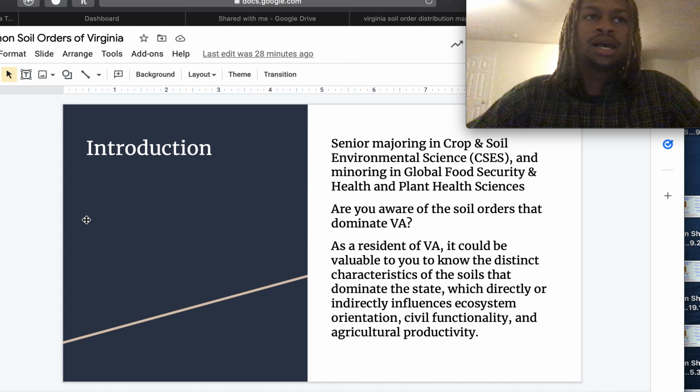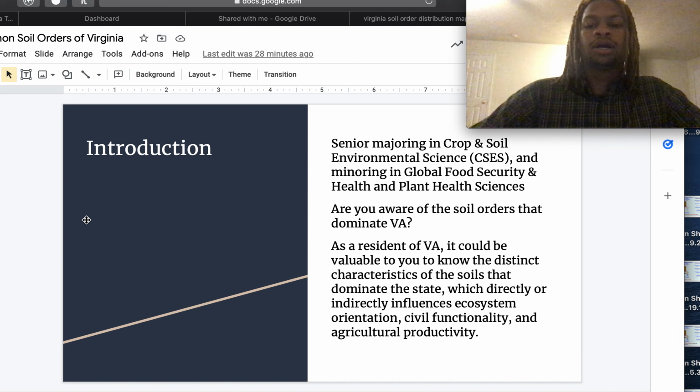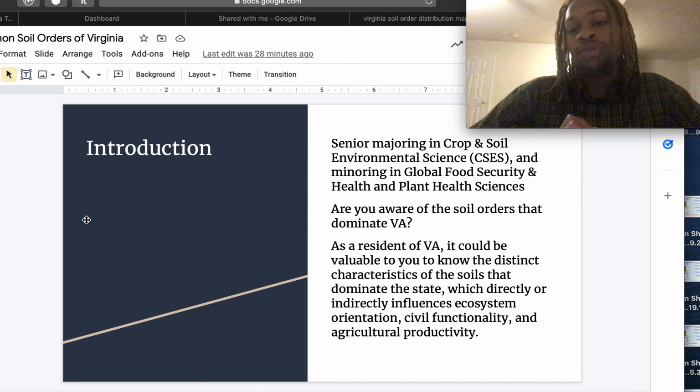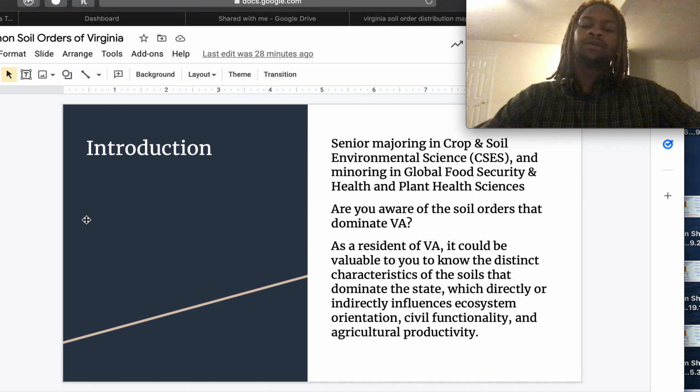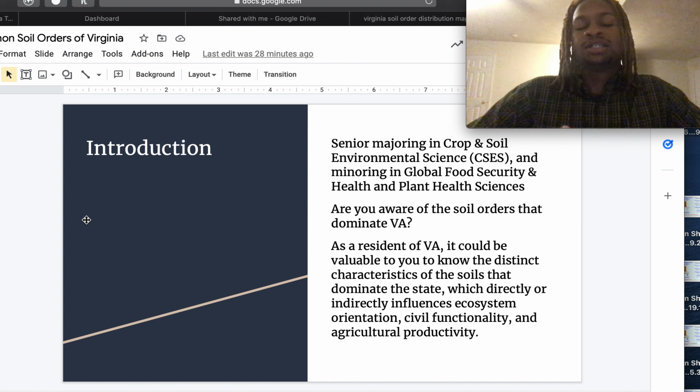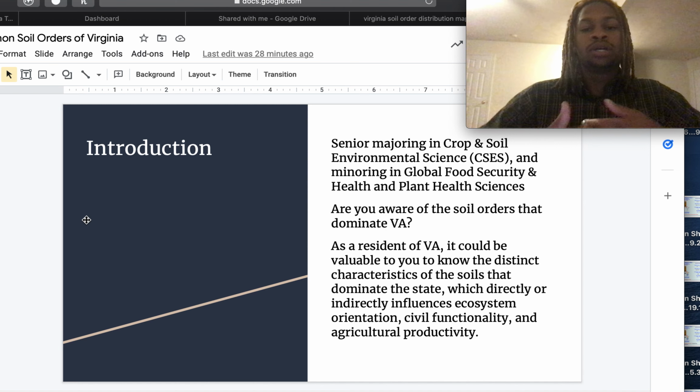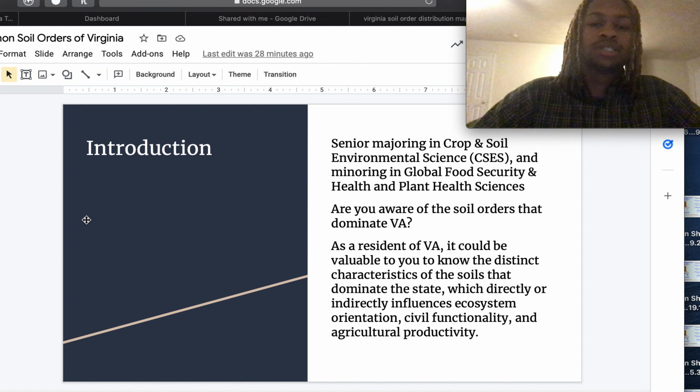First off, I would like to ask you all, are you aware of the soil orders that dominate Virginia? If not, you should. As a resident of Virginia, as I assume you are, it could be valuable to you to know the distinct characteristics of the soils that dominate the state, which directly or indirectly influence ecological orientation, civil functionality, or agricultural productivity.